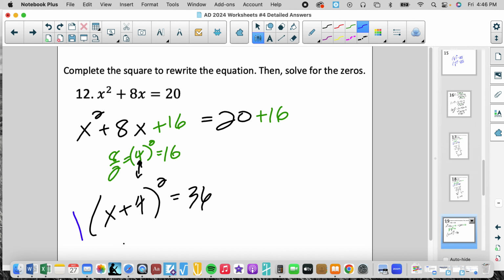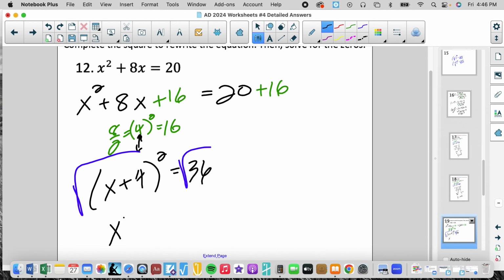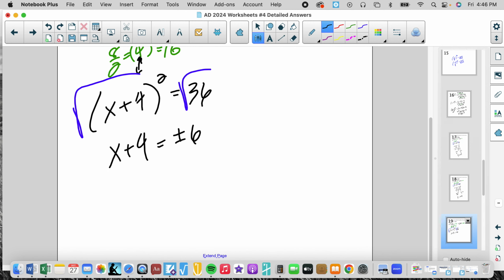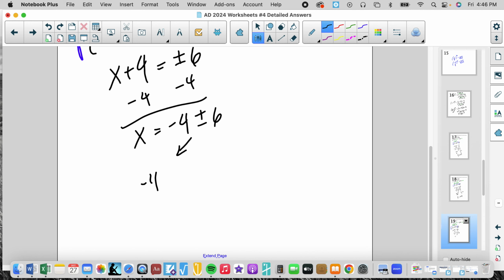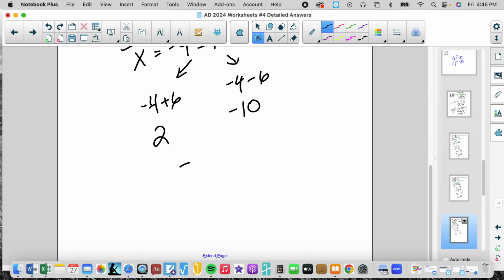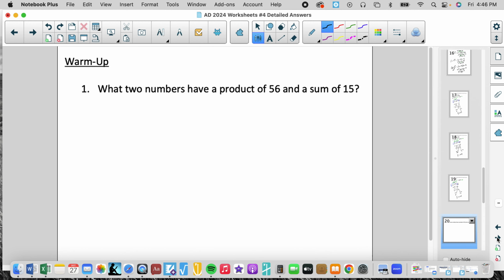Let's take the square root of both sides. And that introduces x plus 4 equals plus or minus 6. Minus 4, minus 4, x equals negative 4 plus or minus 6: negative 4 plus 6, and negative 4 minus 6, we get 2 and negative 10. My solution set is negative 10, 2. Groovy. All right, now let's go up to the warm-up.